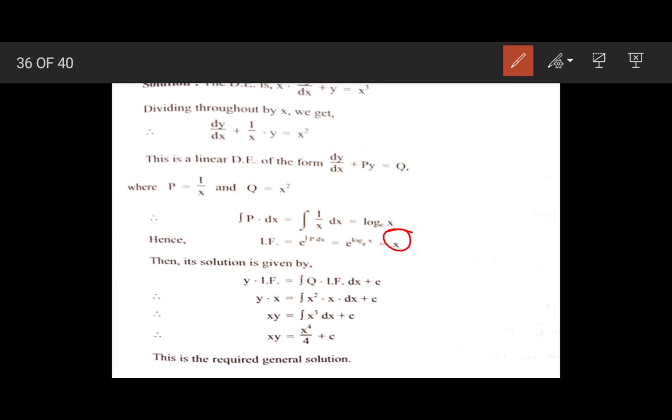Now let us find the solution of this linear differential equation. First we have to write the formula: y into the integrating factor is equal to the integral of q into the integrating factor dx plus c. So y into x, because the integrating factor is x, is equal to the integral of x square into x dx plus c. So xy is equal to the integral of x cube dx plus c. So xy is equal to x raised to 4 upon 4 plus c.